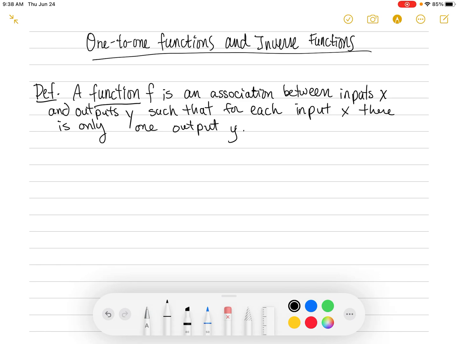So here in 5.2, we want to begin looking at something called inverse functions. But in order to really look at inverse functions, you have to have something in the background called one-to-one functions, and we want to look at one-to-one functions. So let's review our definition of just a function in general.